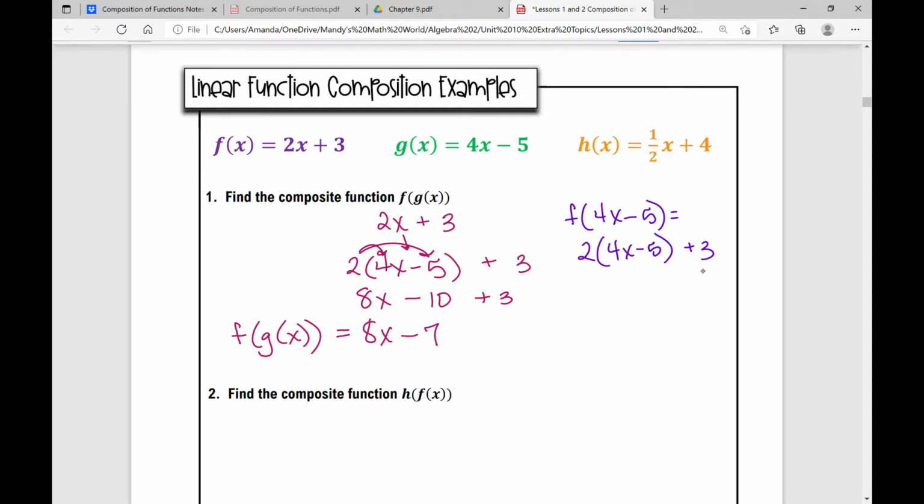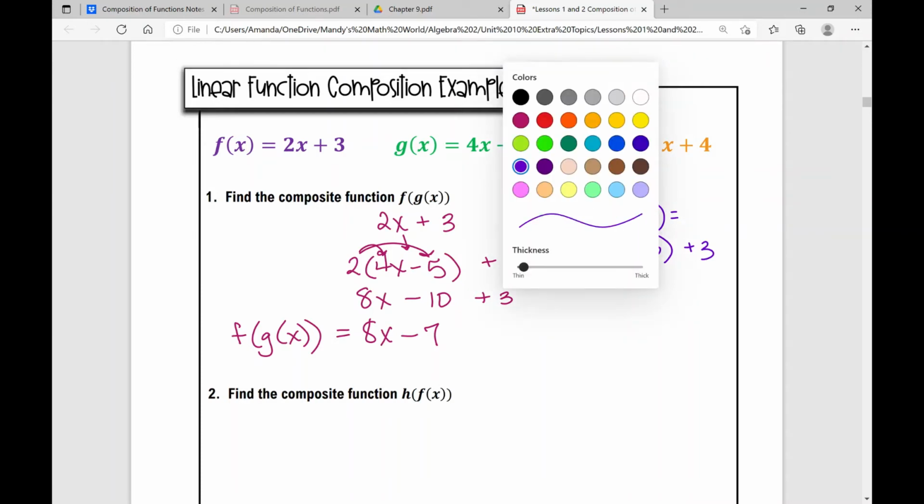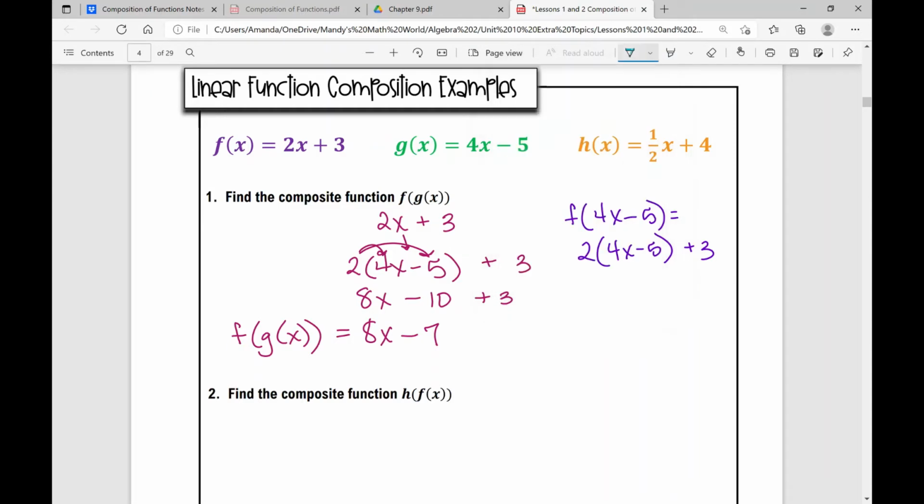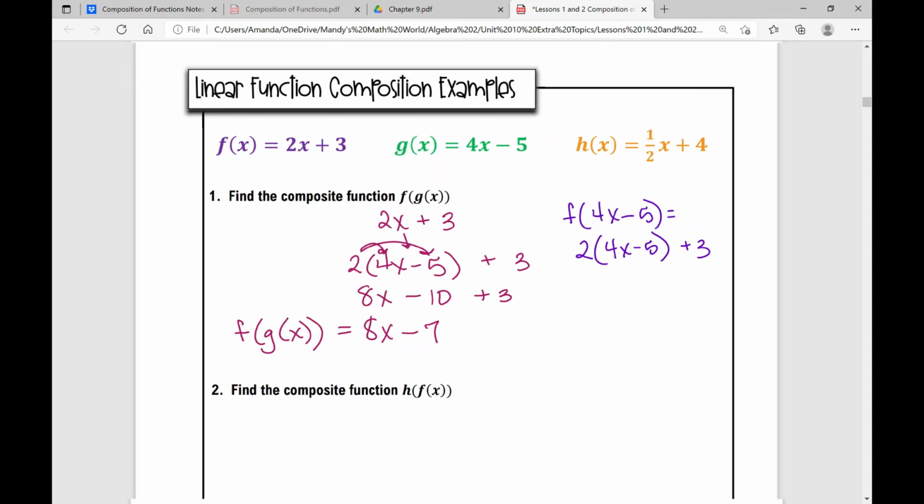Or that's like the process. Like if I'm teaching pre-cal, I might be writing it that way first. This is just a first time that you've seen composition of functions. So let's move on to example number 2.